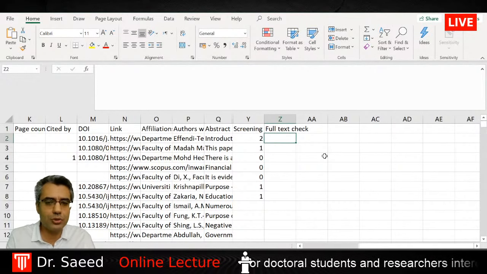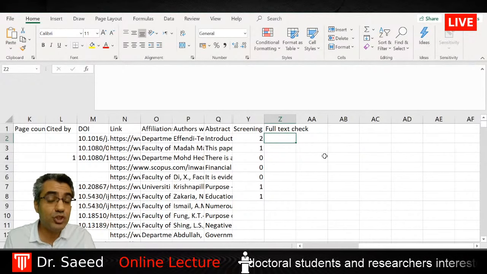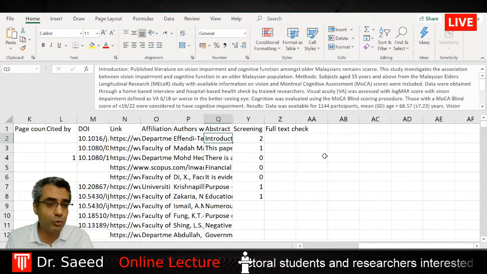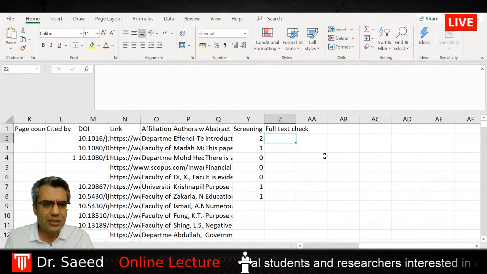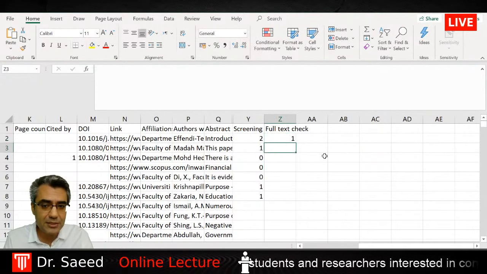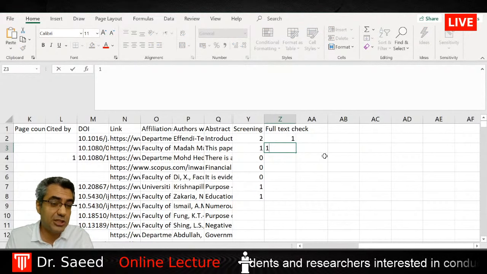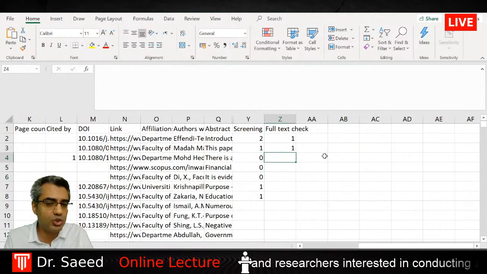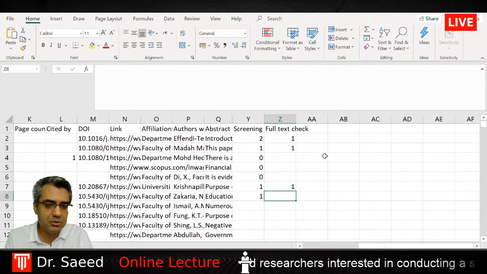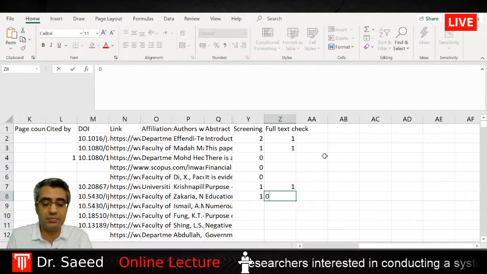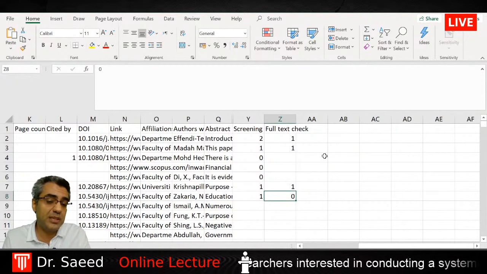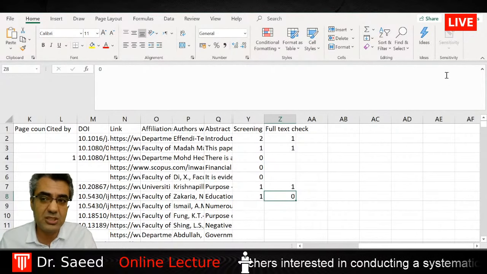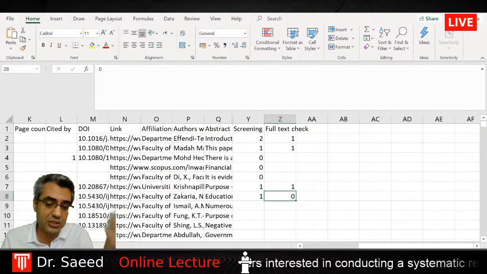Then those that you marked two or one, maybe you check the full text of this paper, you download the PDF, then you see, oh no, this should be included, yes. This one, of course, you check again and you see, yes, I was right. But those that you already excluded, you don't check anymore, right? This one, I thought it should be included, but no, when you see the full text, it's not related.